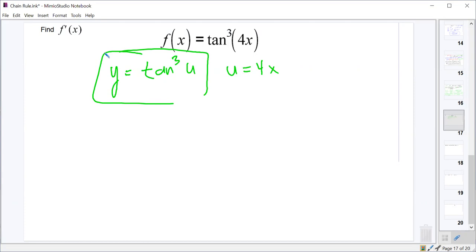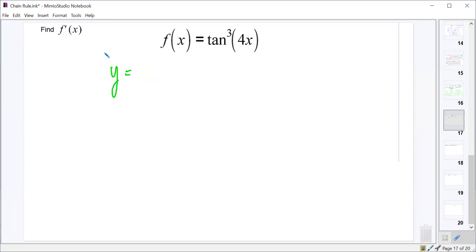So is there a way to make my y function more simple than tangent cubed u? Could you use the power rule? Okay, so what would I write then as my y function? Just u cubed, right? And then what would u be? Tangent of 4x. Okay, so let's do it this way.